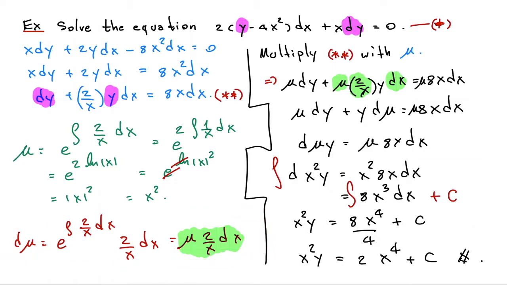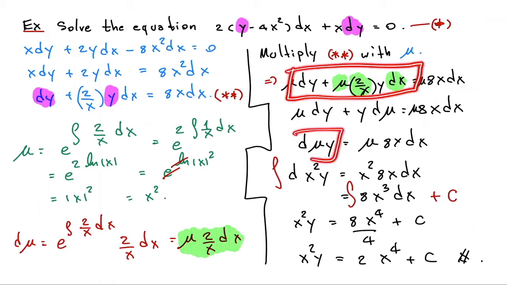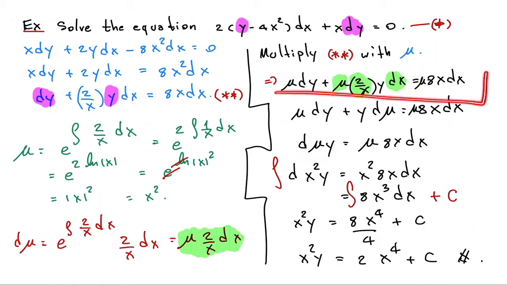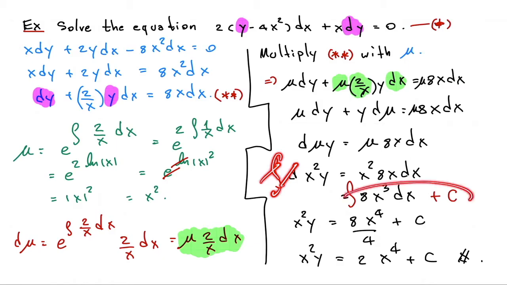Okay, after that, you have this, right? You multiply mu to this equation. And then you know that this guy is actually d mu y. You don't need to do df by dx and then integrate, differentiate, and compare. No, you don't need to do that. Even if you know that this equation is an exact equation, you don't need to do that. And then you integrate, so this cancels out, and you have this as the solution.